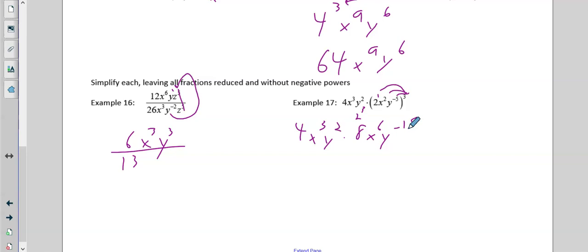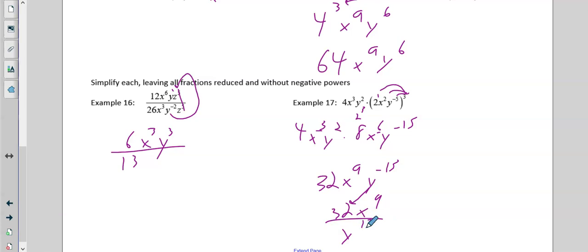Now I'm just going to clean it up. So 4 times 8 is 32. x to the 3, x to the 6 is going to be x to the 9. 2 and negative 15 is going to be negative 13. And then I'm just going to move those down here and get 32 x to the 9 over y to the 13.